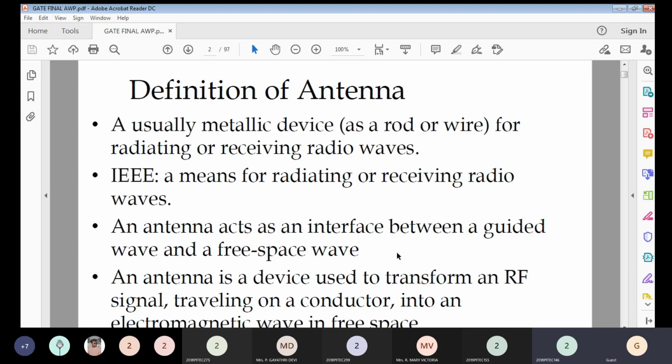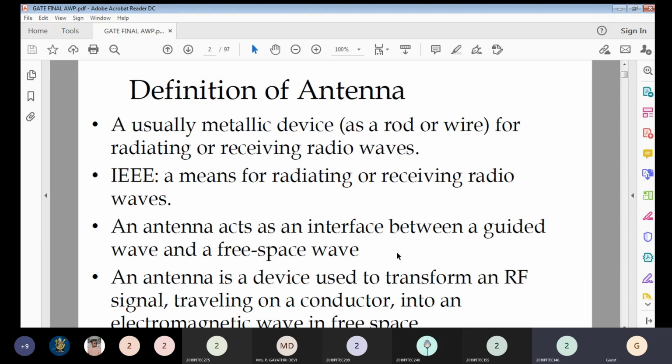Generally, we all know that communication is classified into two types based upon the channel. One is wired communication and the other is wireless communication. Our antenna plays a major role in wireless communication. Keep it in mind.